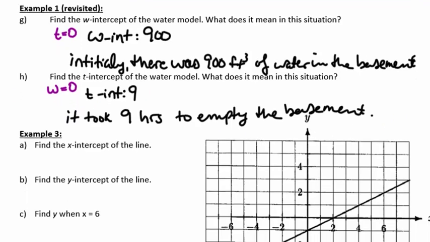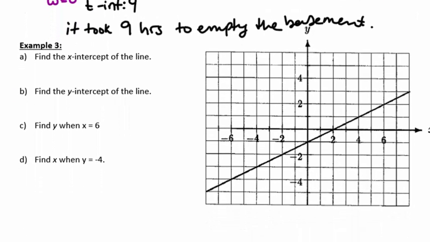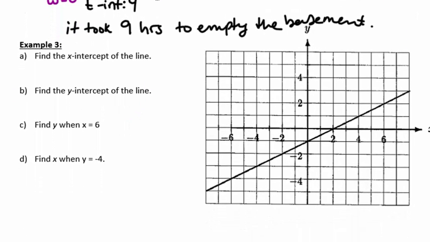Alright, example 3. Find the x-intercept of the line, then the y-intercept of the line. So the x-intercept, remember, is where y is 0. It's the place where the line crosses the x-axis. So it crosses the x-axis at x equals 2. Another way of writing that x-intercept is the ordered pair (2, 0).